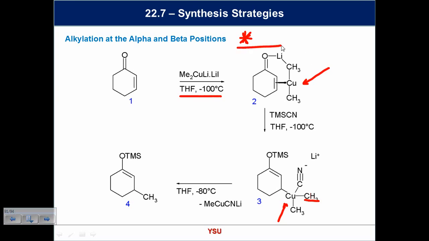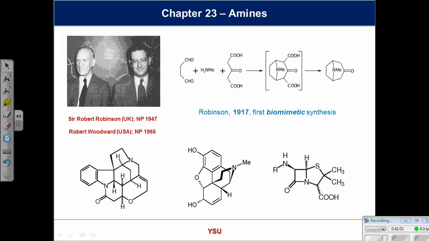You're not concerned about that mechanism right now. You're not going to be tested on that mechanism. We're trying to fill a gap. Chapter 23 is largely stuff we've already done. It's just summarizing it in a place for amines for themselves.